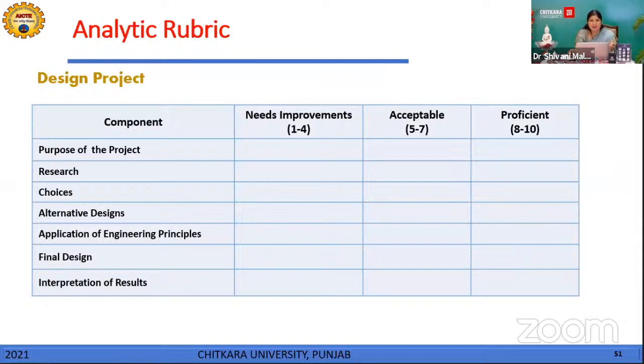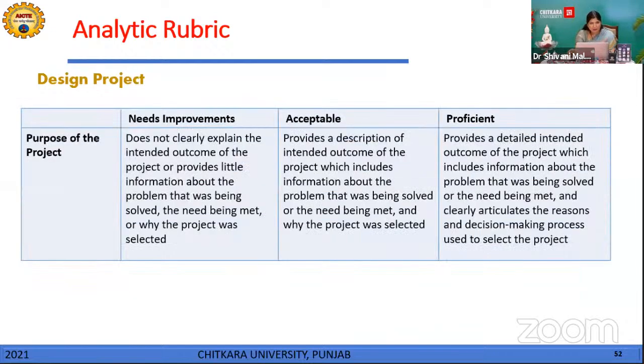So he should define what is the purpose of the project, what are the research items, what are the choices that he's making, the alternative designs that he's giving for the proposed solution, the application of engineering principles that he is imbibing, the final design that he comes up with, and what he interprets from it. What solution is he giving? So if it needs improvement, 1 to 4, and all the blank boxes here will include the description of that, right? Under which case would he require improvement? Under which case will this criteria be acceptable, and under which case can we say that he is proficient in it? So one example for the design project that we are taking for this description is the purpose of the project, right?